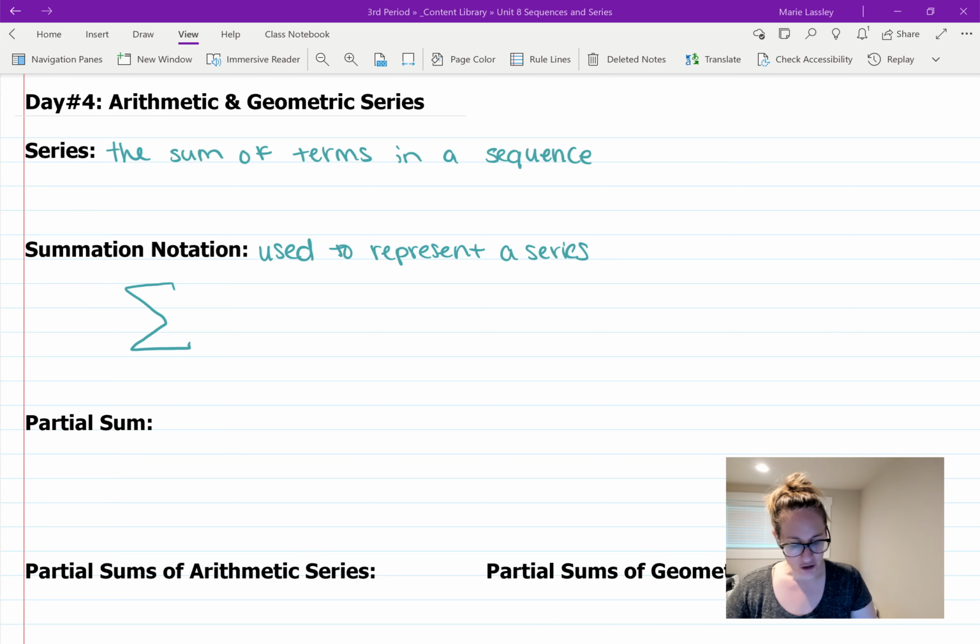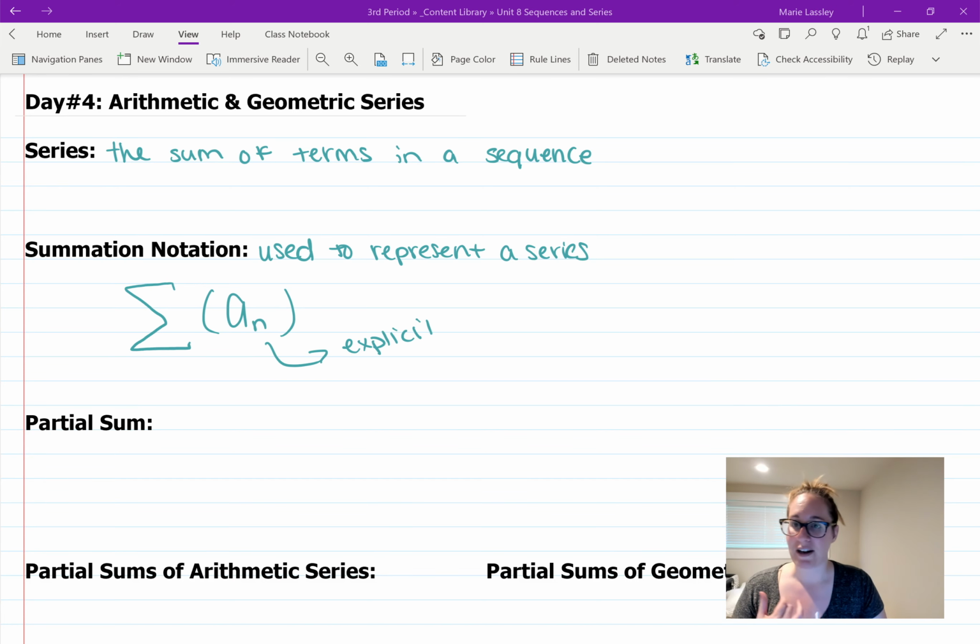Right inside is the inside piece, where the explicit equation for your sequence goes. We use a sub n. It doesn't matter whether it's a geometric sequence, an arithmetic sequence, or a quadratic sequence, which we didn't talk about but which are a thing. There are a ton of different types of sequences. Whatever your sequence is, it goes right here inside the summation.